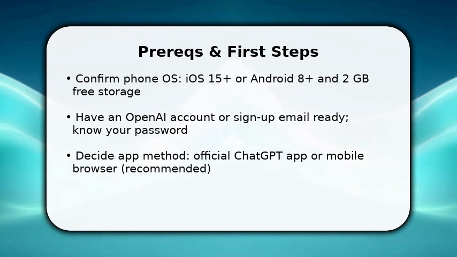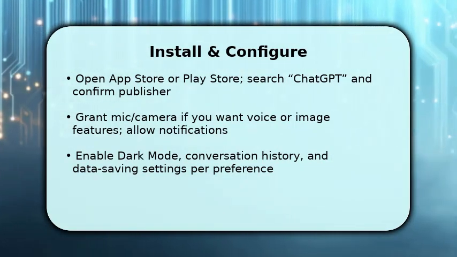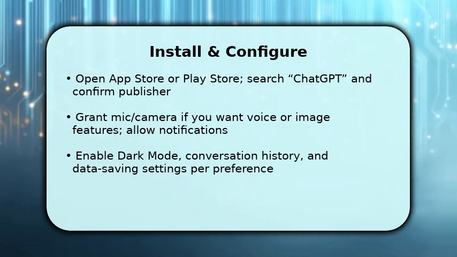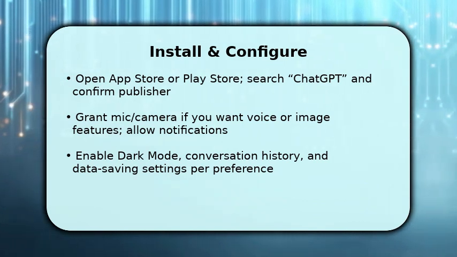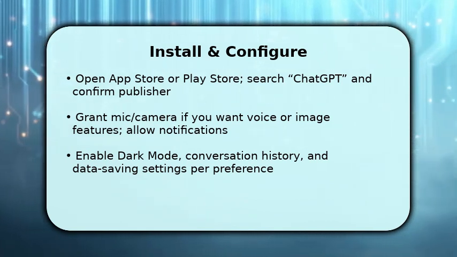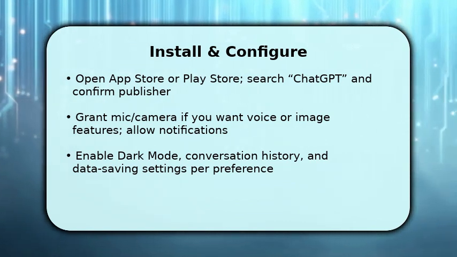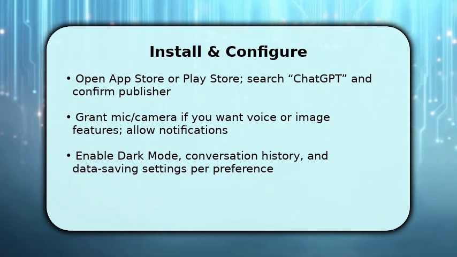You'll open your App Store, search for ChatGPT, and verify the official publisher before tapping Install. This prevents fake apps. Once installed, sign in with your OpenAI credentials and complete any two-factor prompts to secure the account. Enable microphone access if you want voice input, and allow notifications only if you need reply alerts.